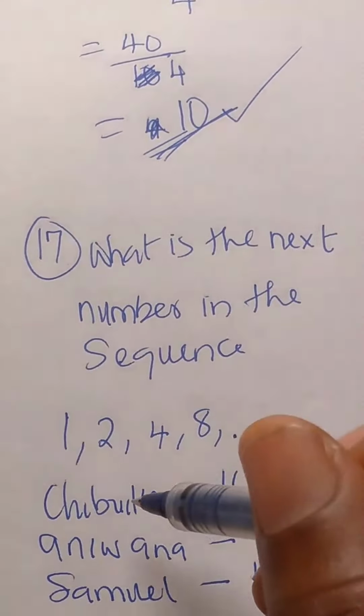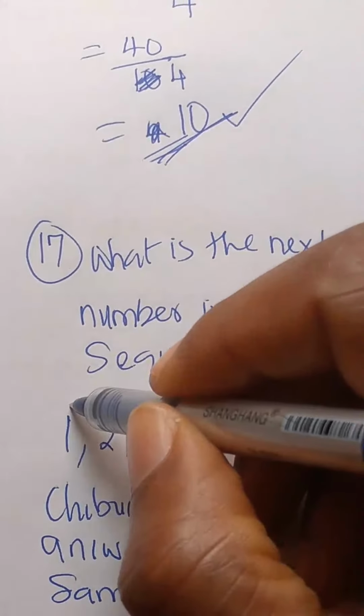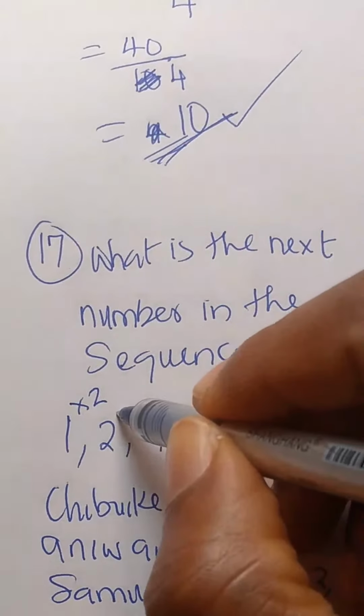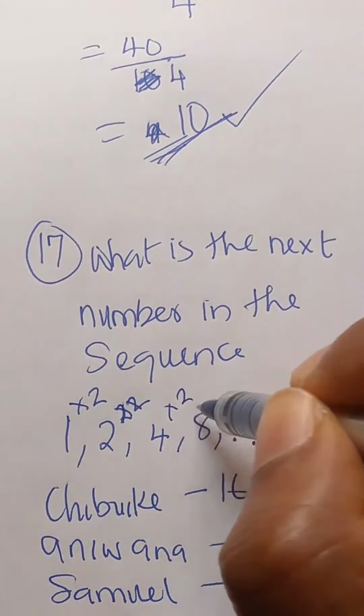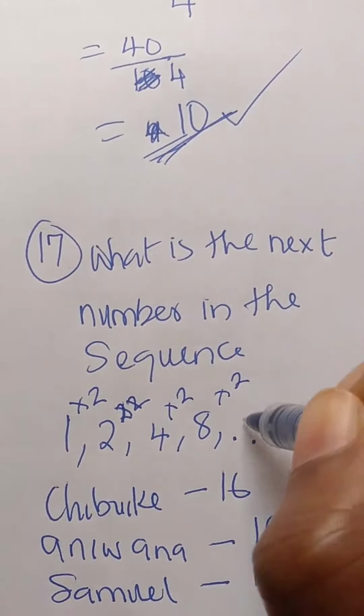Fine. What do we do here? We are multiplying. 1 times 2 is 2. 2 times 2 is 4. 4 times 2 is 8. 8 times 2 is 16.